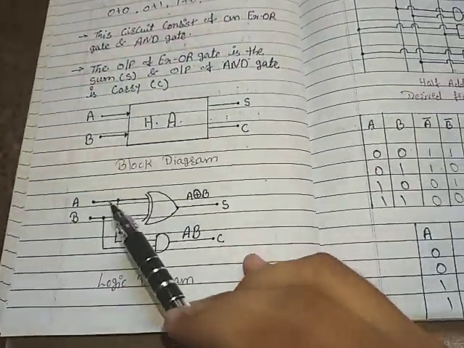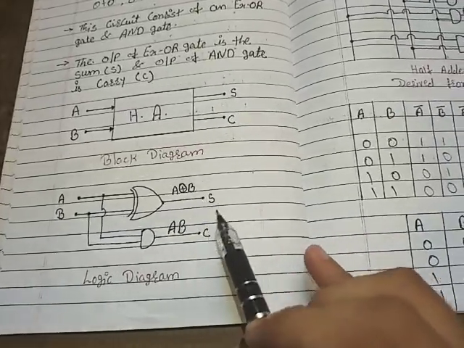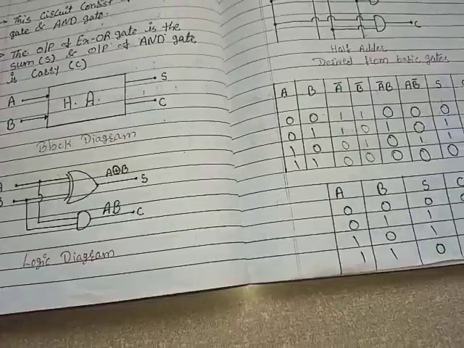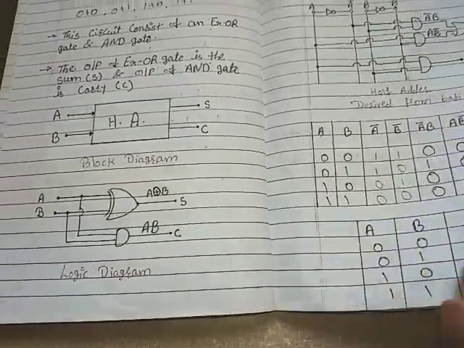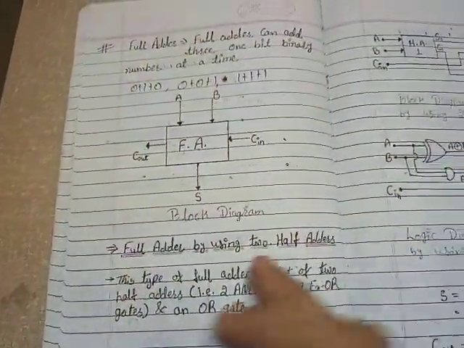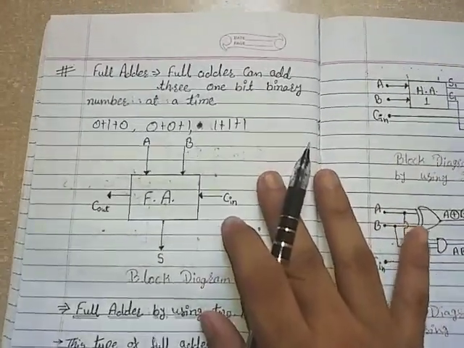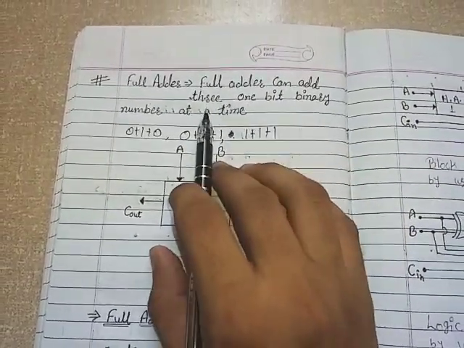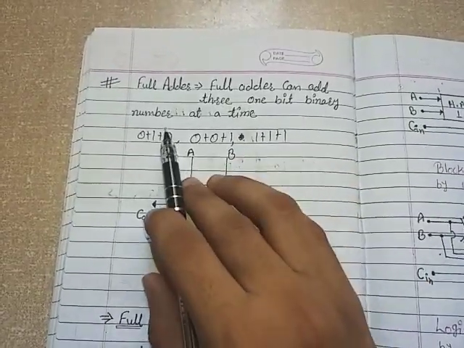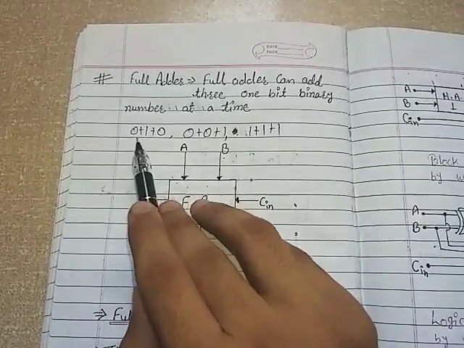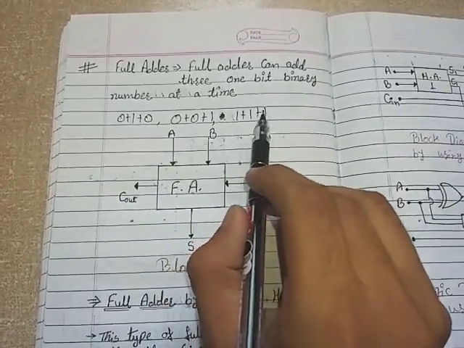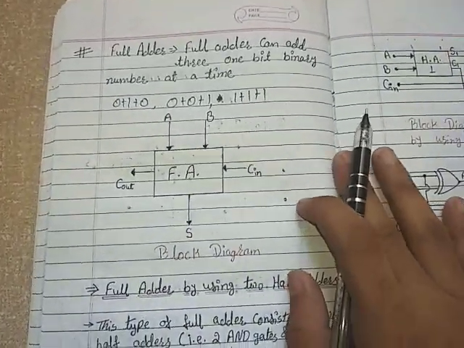First we give two inputs to XOR, that will give me sum, and the same inputs to AND gate, that will give me carry. Now let's move to the next topic, full adder. Full adder can add three 1-bit binary numbers at a time, like 0 plus 1 plus 0, 0 plus 0 plus 1, 1 plus 1 plus 1, and so on.